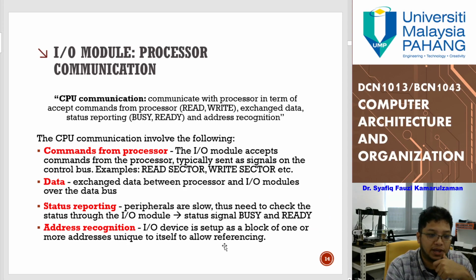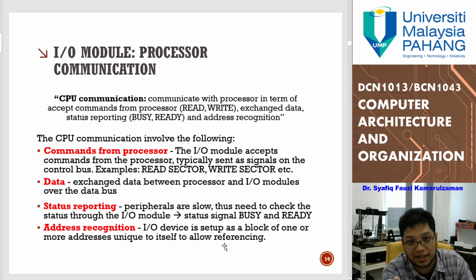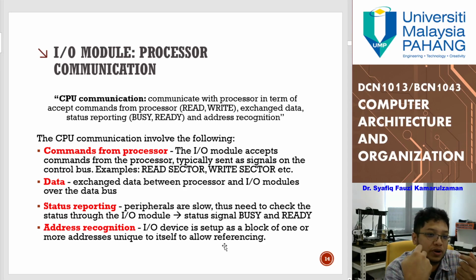So processor communication involves 4 things. The first one is commands from the processor, then we have the data, then the status reporting, and also the address recognition. So when the I/O module communicates with the CPU, they exchange commands, whether the CPU wants to read or write the data, and then the I/O module will reply either busy or ready. Other than that is the data and also the address of the components within the I/O module.